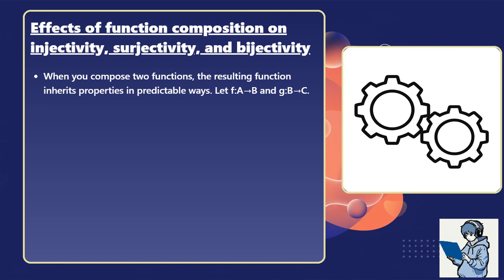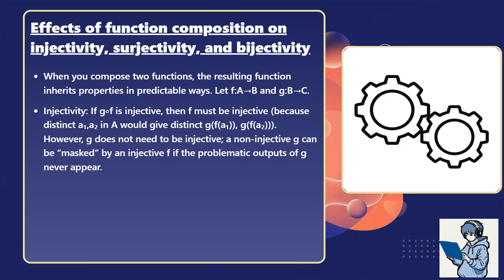When you compose two functions, the resulting function inherits properties in predictable ways. Let f from A to B and g from B to C. Injectivity: if g composed with f is injective, then f must be injective because distinct a1 and a2 in A would give distinct g of f of a1 and g of f of a2. However, g does not need to be injective. A non-injective g can be masked by an injective f if the problematic outputs of g never appear.